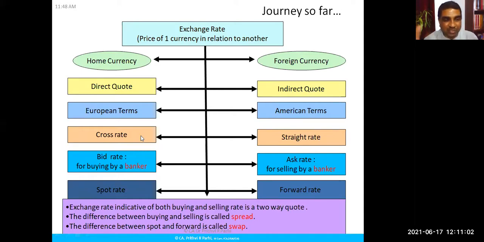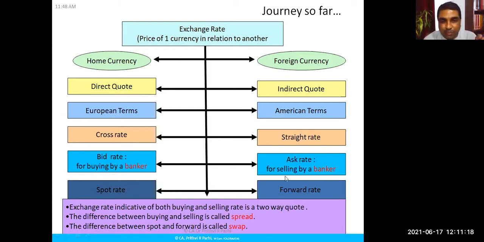And two more concepts: one is called the spot rate, another one is the forward rate. Spot rate means today's rate. Today means practically T plus 2 days. And forward rate means a future rate. It might be 1 month, 3 months, or 6 months forward. That is the future rate.